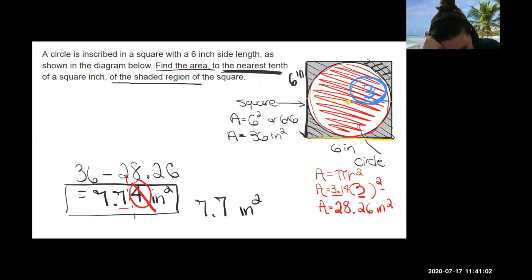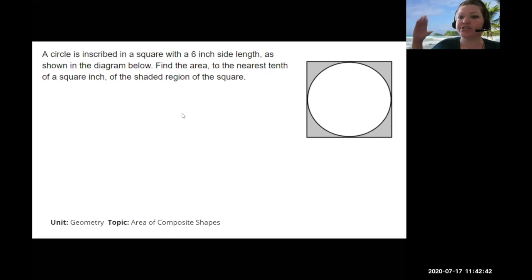7.7 square inches. So this is geometry, and this has its own lesson page, area of composite shapes. Definitely check that out. Definitely practice that math reasoning before your test if you haven't already.